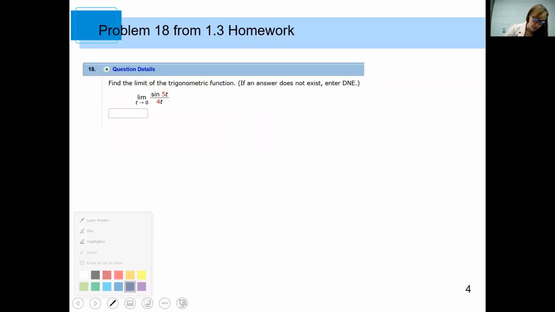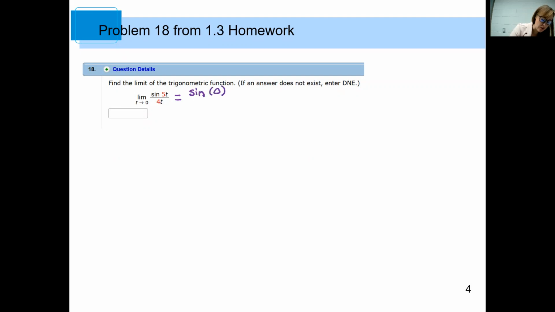All right, so we are now looking to evaluate the limit of the trigonometric function, the limit as t approaches 0 of sine of 5t over 4t. Again, first thing I always try is direct substitution. So when I do that, I get sine of 5 times 0, which is 0, and then 4 times 0, which sine of 0, if you remember, is 0, and 4 times 0 is 0. So we get this indeterminate form.